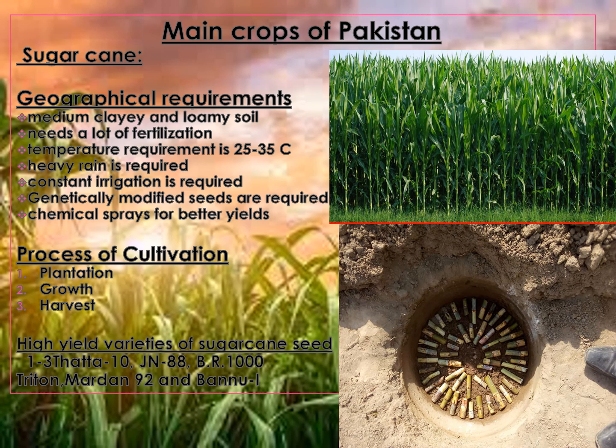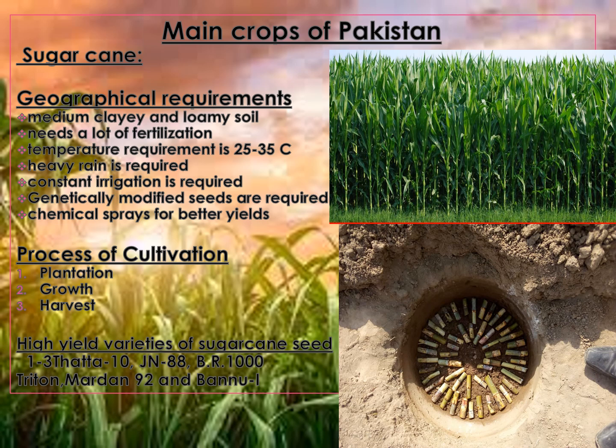Then if we talk about the growth, temperature during growth must be from 38 to 40 Celsius degrees. Irrigation must be carried out with 10 to 12 days interval. Weeds are removed manually when required. Fertilizers and insecticides may be applied. If we talk about the harvest, temperature during harvest must be from 30 to 32 Celsius degrees.